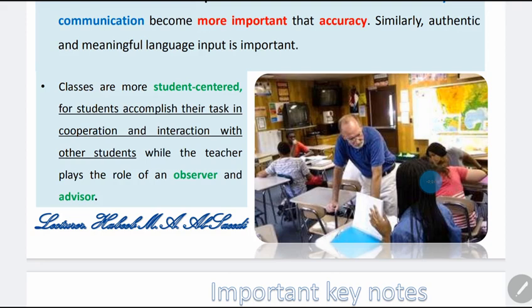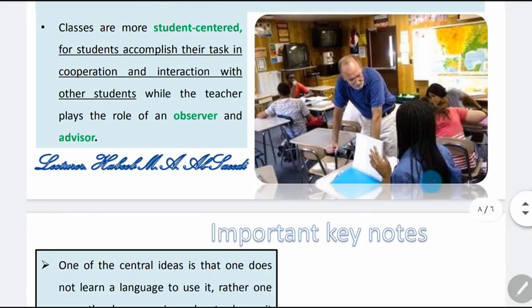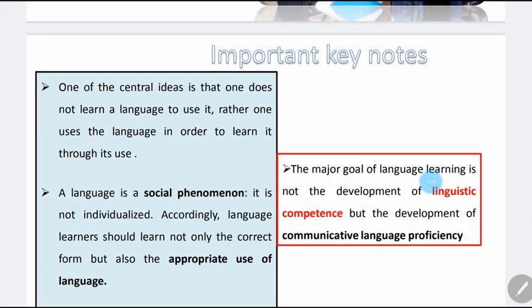What is the role of the teacher? The teacher is an observer and advisor. He helps students initiate, for example, interaction or communication, and creates tasks and activities in the class. Important keynotes: one of these central ideas is that one does not learn a language in order to use it; rather, one uses the language in order to learn it. This is a very important point, that students should use the language in order to learn it, not learn the language in order to use it.